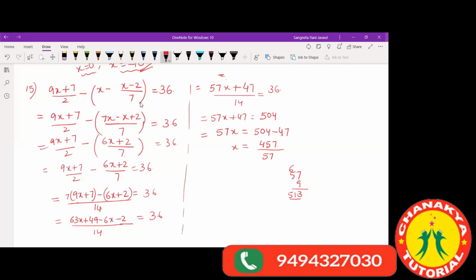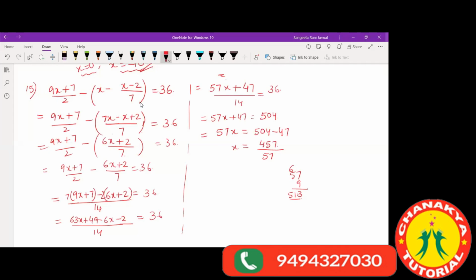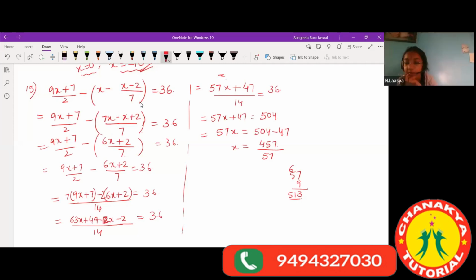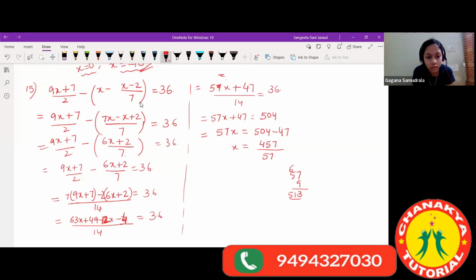Oh, ma'am, this had to be multiplied with 2. Okay, I got the mistake. So this is 12x, minus this will be 4. Okay, so 63x minus 12x will be 51x. Ma'am, for me it is coming as 0.12, like that.